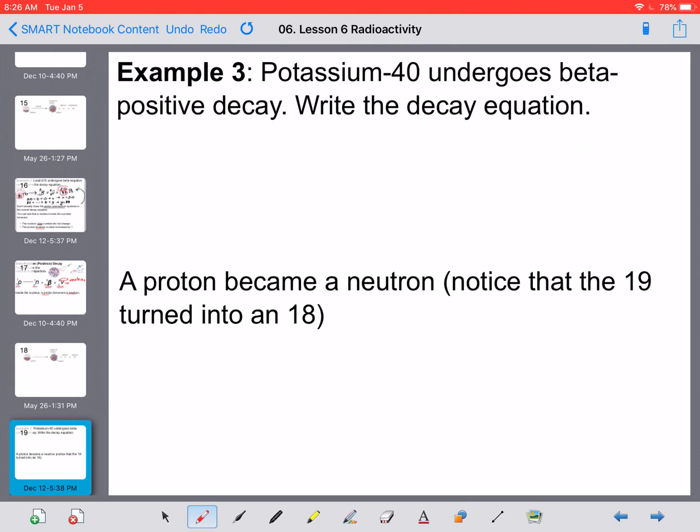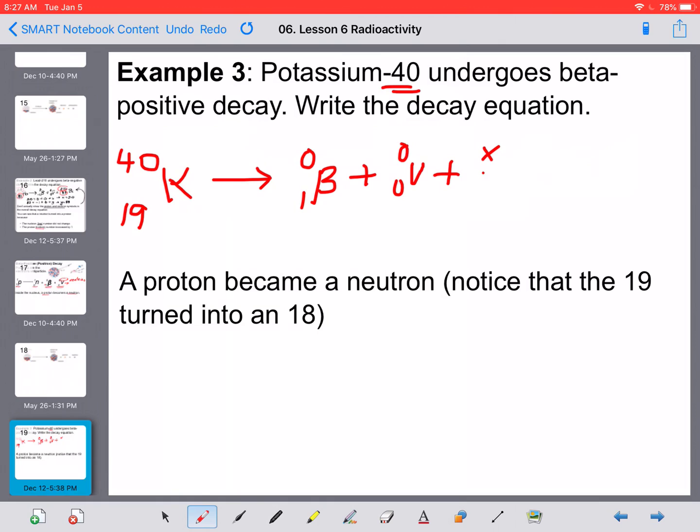Okay, example 3. Potassium-40 undergoes beta-positive decay. Write the decay equation. So again, we're going to look at potassium on the periodic table. Top number comes from the question, so top number is 40. Bottom number comes from the periodic table. I see that potassium's atomic number is 19. Okay, now it's going to undergo beta-positive decay, so we're going to put in here the symbol for a beta-positive particle. And we remember that when it's beta-positive decay, we release a neutrino as well, so we have to write that in. And now we try to figure out what the daughter nucleus is.